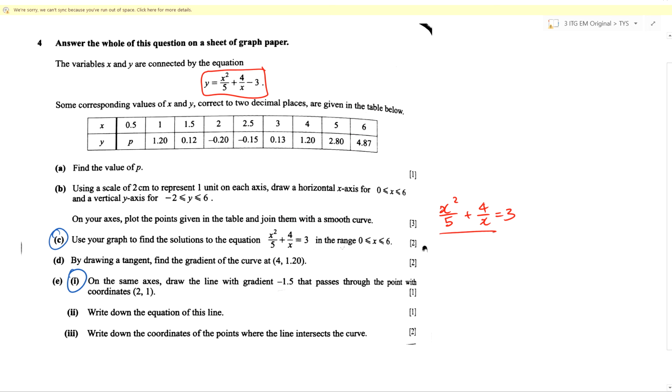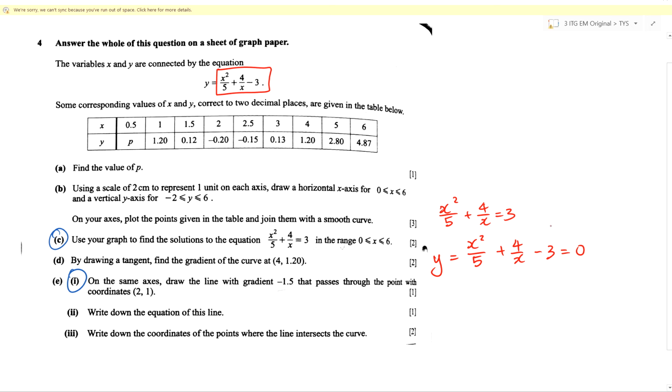x squared over 5, 4 over x. Now the only difference is that there is a negative 3. What we do have is a positive 3 on the right hand side. So the next step, we take away 3 on both sides, and we get 0. So now this is the same as the right hand side of our equation, and we copy down y equals 0.